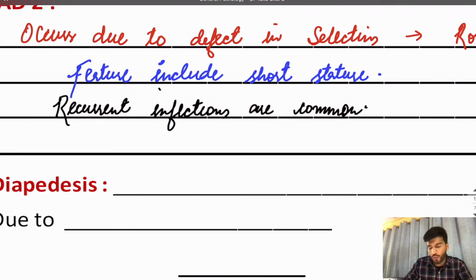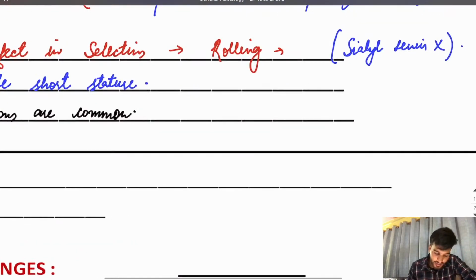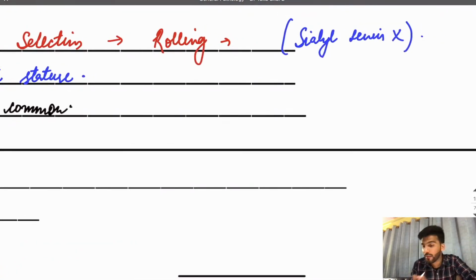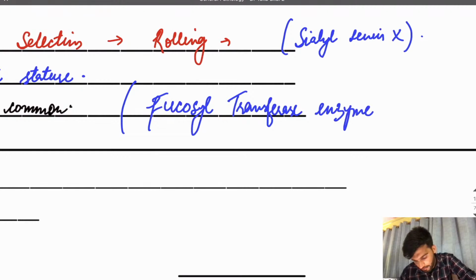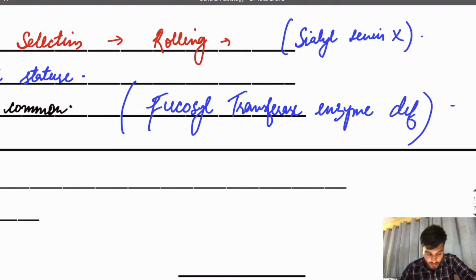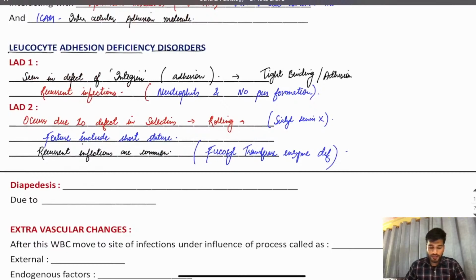If you go more precisely, what enzyme is deficient in LAD2, guys? Fucosyl transferase enzyme is deficient. You don't need to remember this for the FMGE, but yes, write it down for your extra knowledge. Fucosyl transferase enzyme deficiency.